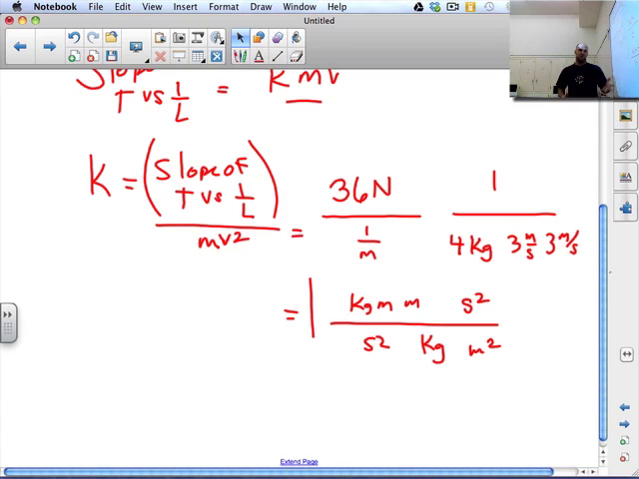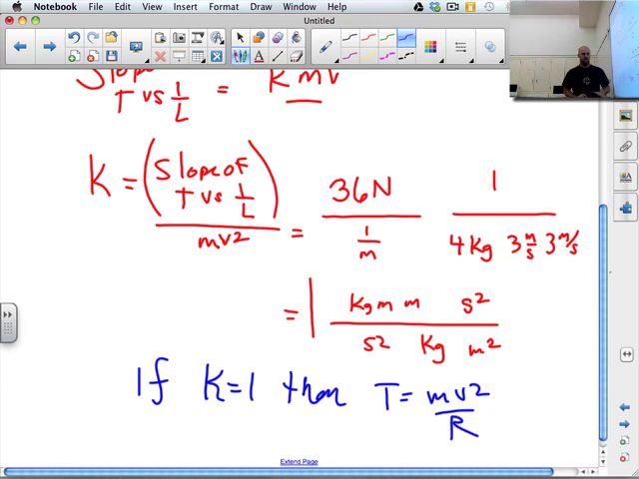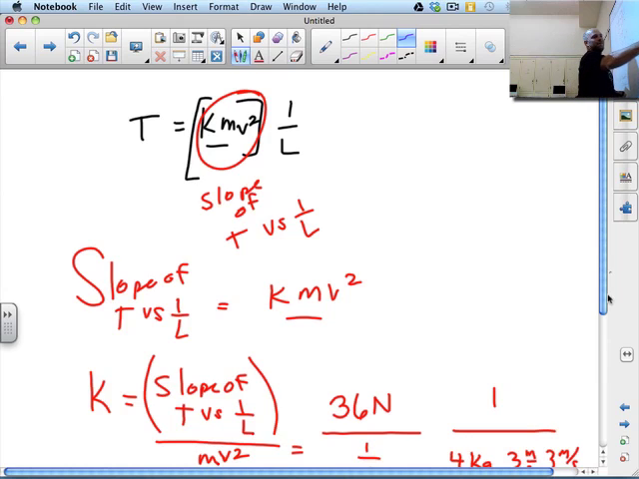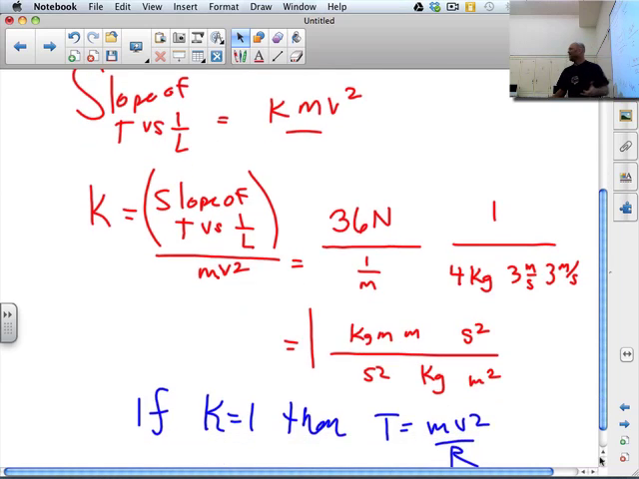Cool? I think you guys got it. I don't even need to write it, but I will. If k equals 1, then T is mv squared over r. Cool? Wait, why did you say R? Isn't it L? Oh, I was just going to say why. If you notice, I keep writing R because it's so pounded in my brain.